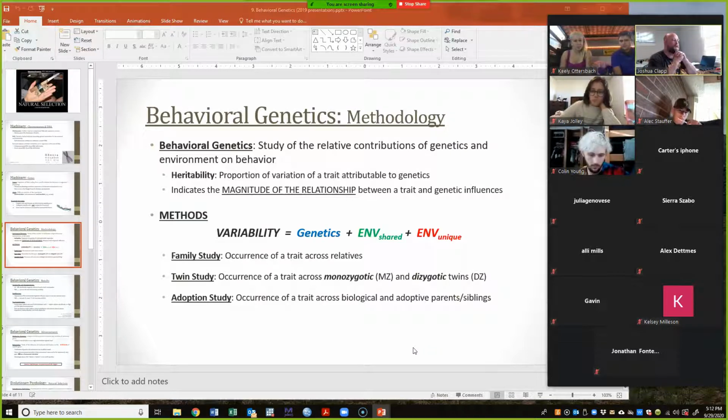What can't we do? What's the limitation of this study if we're trying to tease apart genetics versus shared environment versus unique environment? What are we missing with a family study? Or what's confusing?